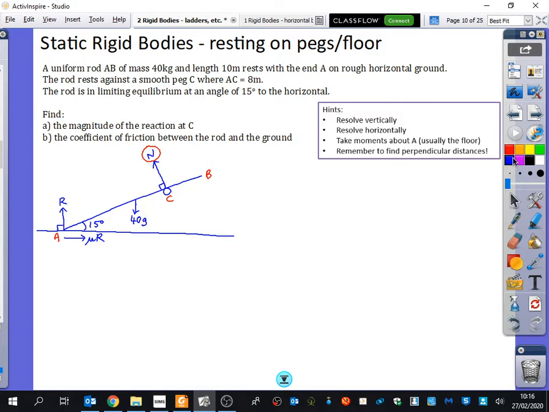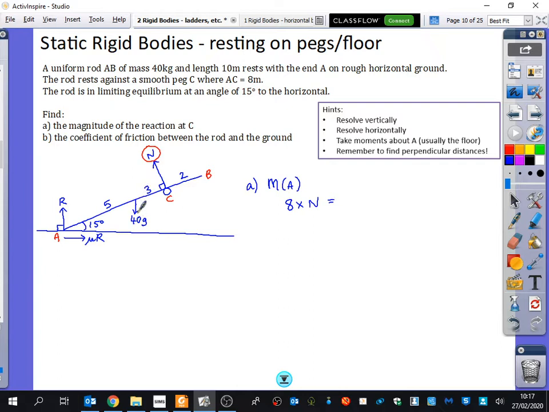So for part A of the question, I am going to take moments about A. I haven't written all of the distances on here, but we know it was a length 10 and it was uniform. So this must be 5, this must be 3 because it says the peg is at 8 meters, and this must be 2. So what's the moment for the n force? 8 times n. The force is n and the perpendicular distance is 8.